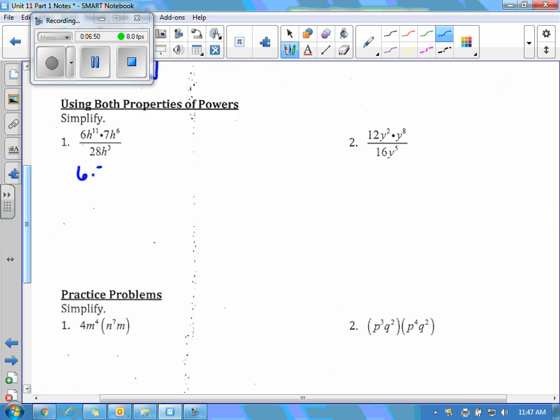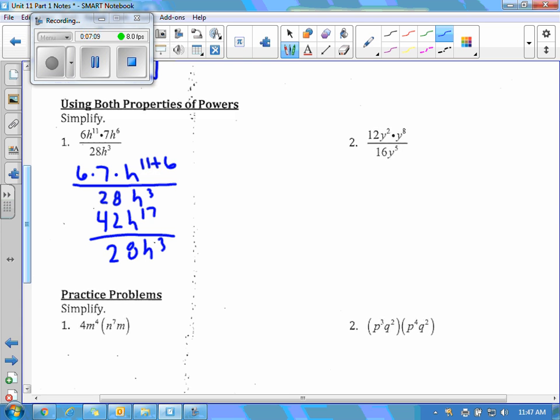So I'm going to do 6 times 7, and then I'll have h, and I can add those exponents together. And then all of that will be over 28 h to the 3rd. So when I do 6 times 7, I get 42, so that'll be 42 h to the 17th divided by 28 h to the 3rd.